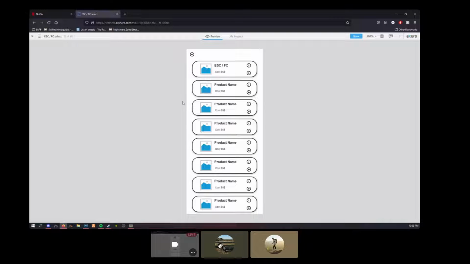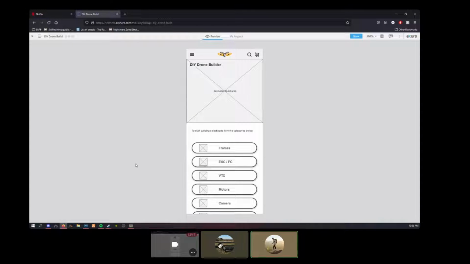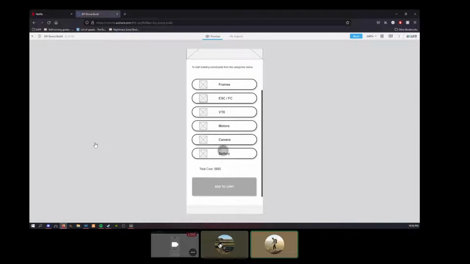Will it display compatibility? Yeah, that's the idea of it. So when you build the frame, and then you go into the next one, say ESCs, only the ESCs that are compatible with the frame you have selected will appear. That's the idea of it.